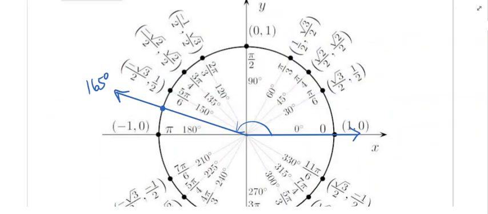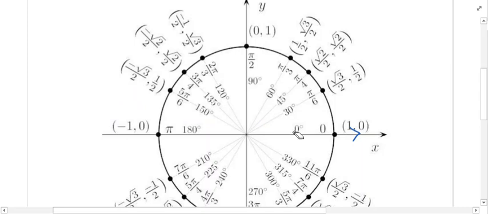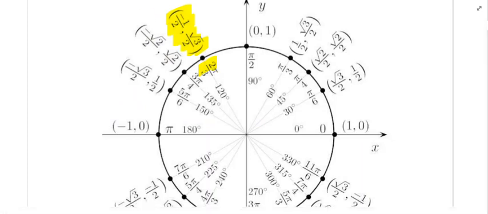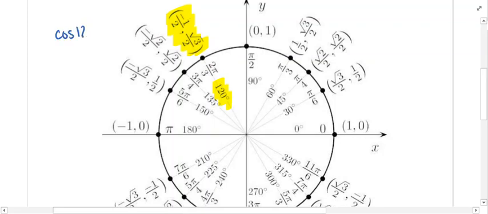You may already have these values memorized. I'm going to concentrate on 120 degrees. Here is my ordered pair that I need to look at. The cosine of 120 degrees is the x value, which is going to be negative 1/2, and the sine value is going to be the y value. So the sine of 120 is the positive square root of 3 over 2.